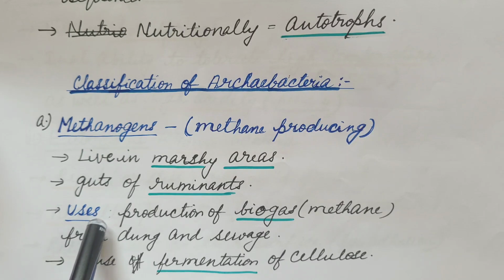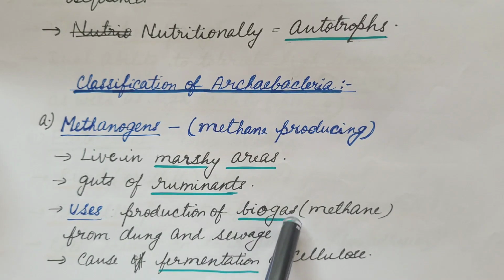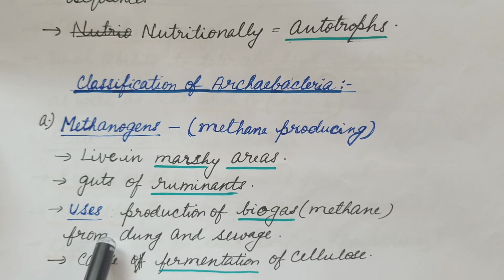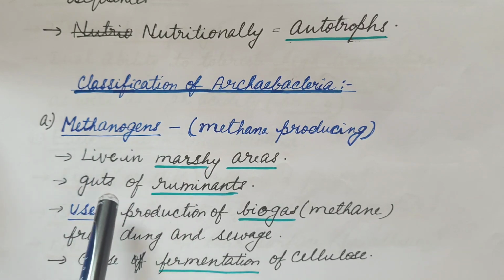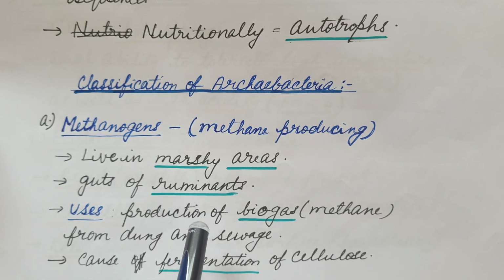The most important use is production of biogas, that is methane gas, from dung and sewage. So these produce methane gas from the dung of the ruminants and also from sewage, and this biogas is used as fuel in households. These cause fermentation of cellulose. The main diet of ruminants or cattle is cellulose, and methanogens present in their gut or rumen help in the digestion of this cellulose by fermentation.